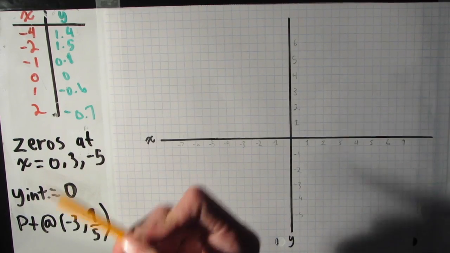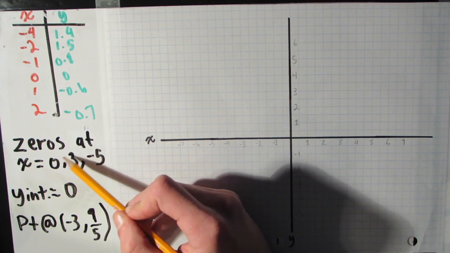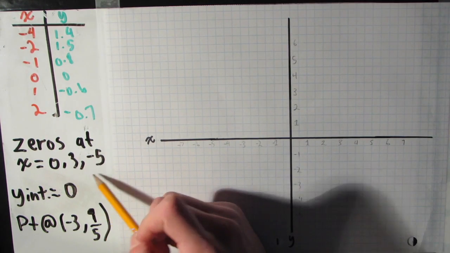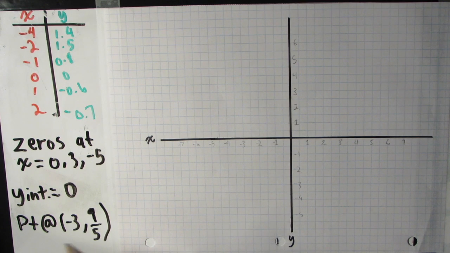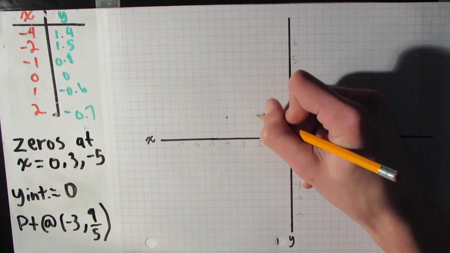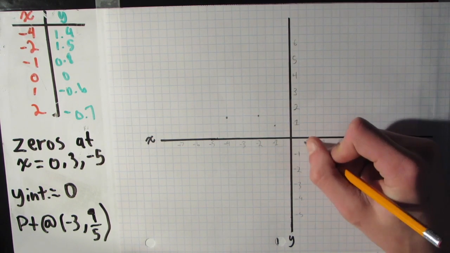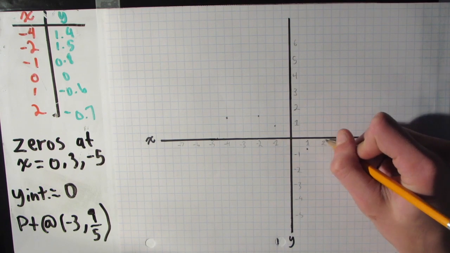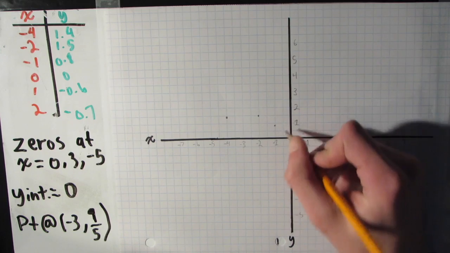Step 5. Graph. As we already determined, these are our x and y values for our graph. We also determined the zeros at 0, 3, and negative 5. Also, we determined the intercept at 0 and our turning point at negative 3 and 9 over 5. Now we're going to jot down our points to see what graph we get, and plug in our zeros at 0, 3, and negative 5.